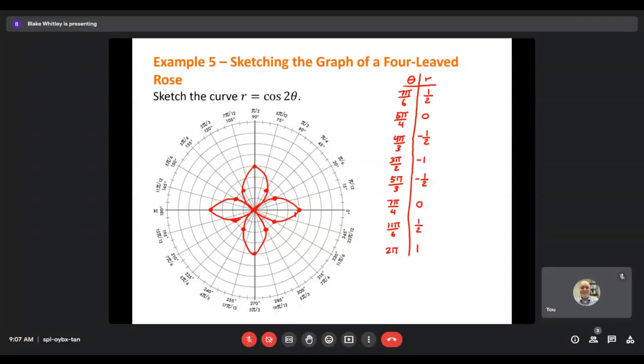And again, you may have had some context clues up at the very top. Notice here, this is a 4-leaved rose, right? Because it kind of looks like a flower. This one specifically has 4 leaves. Okay, and so cosine of 2 theta is what will give us that graph.